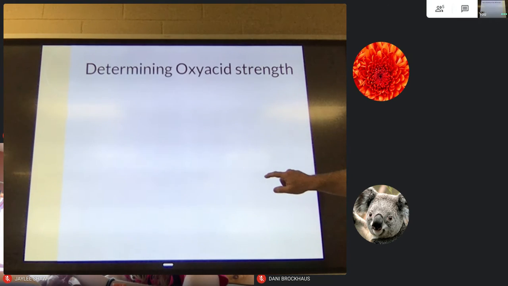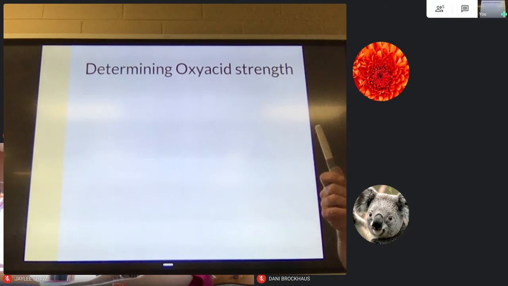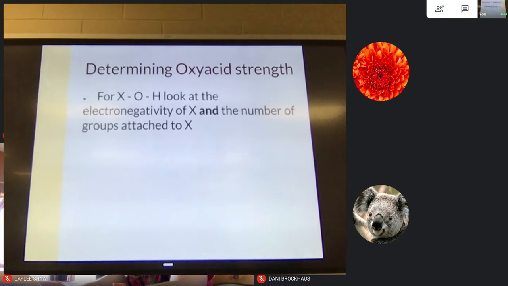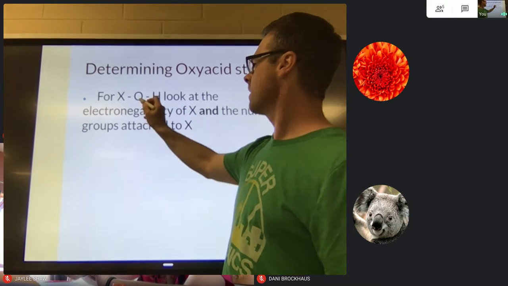So now what we're going to look at is determining how strong oxyacids are. You can just use Appendix D and look up how strong these weak acids are, based on their Kas. But if you don't have access to that chart, there's a couple of little tricks that I'm going to show you with oxyacids. The first trick, all right, and by the way, this is written for XOH.